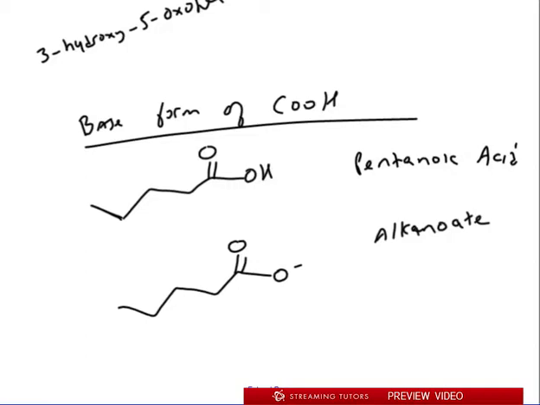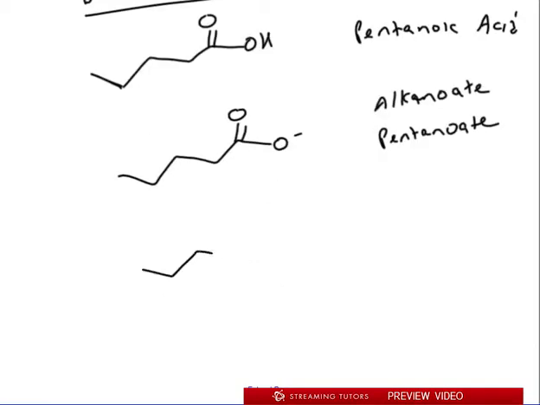So this is an alkanoate. In this case, it's a pentanoate. That tells me that this is a carboxylic acid in its base form. Now, another more common way to see it is where we'll actually have some metal or something next to it. Let's say sodium. So in this case, we would call it a sodium pentanoate. So the metal comes before the parent, right?